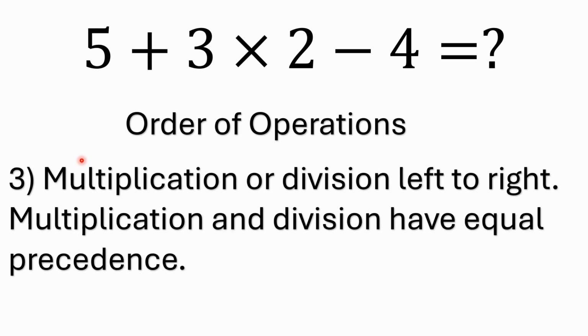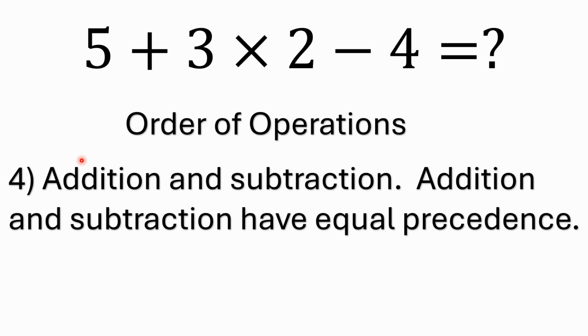All right, so number three, and this is where we come in, we've got multiplication or division left to right. Just remember that multiplication and division have equal precedence. You just solve those left to right when you encounter them. Division is the same thing as multiplying by a reciprocal. So they have the same order. Here is where we do have something, right? We do have multiplication. Finally, though, you have your addition and subtraction. And again, addition and subtraction have equal precedence. One doesn't come before the other.